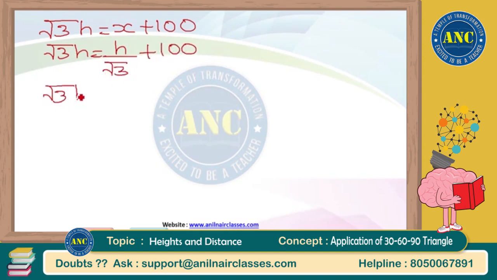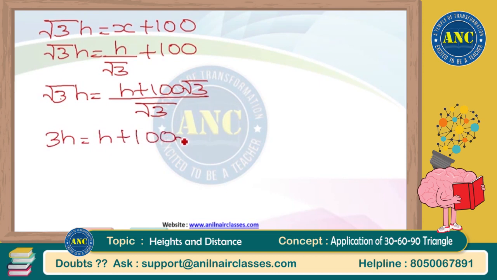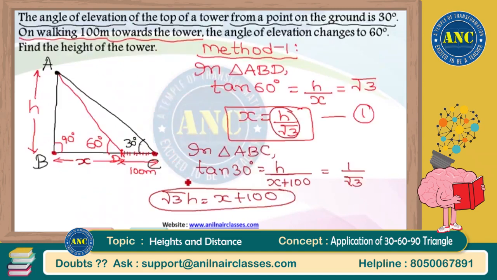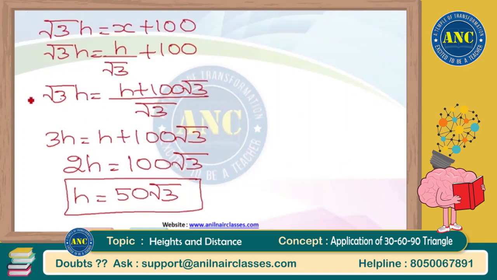If I take the LCM, root 3h is equal to h plus 100 root 3 over root 3. Cross multiply this root 3. Root 3 into root 3 is 3. 3h is equal to h plus 100 root 3. 3h minus h is 2h. 2h is equal to 100 root 3. H value is 100 by 2, which is 50, so 50 root 3 meters. The question is to find the height of the tower, which I called h, and method 1 gives me the answer as 50 root 3.